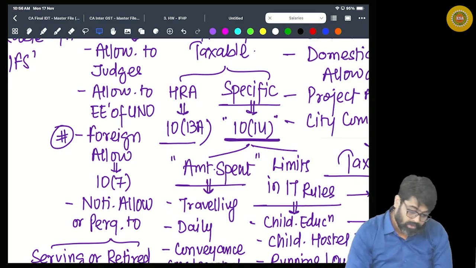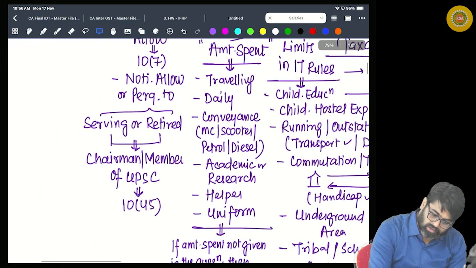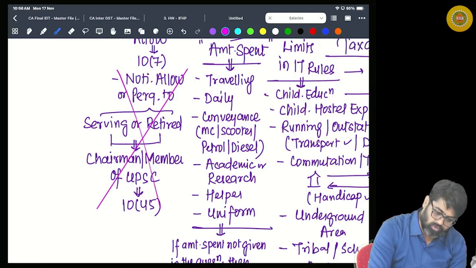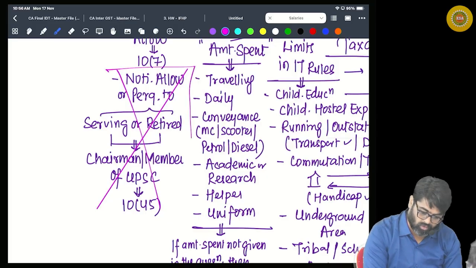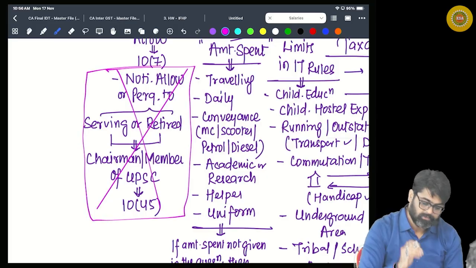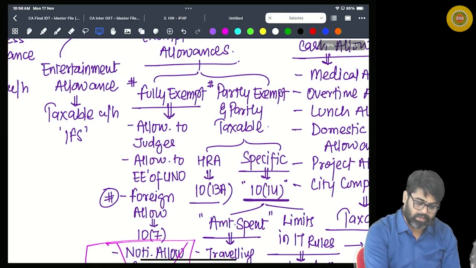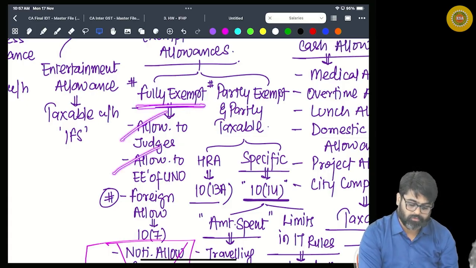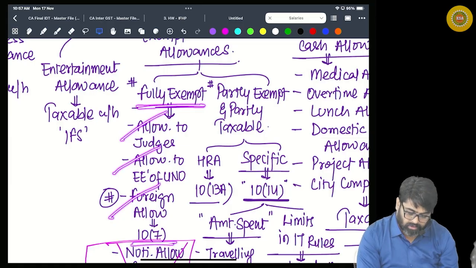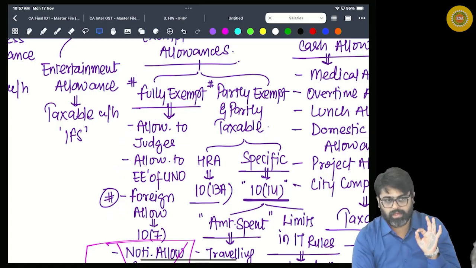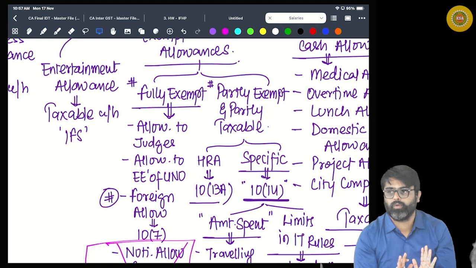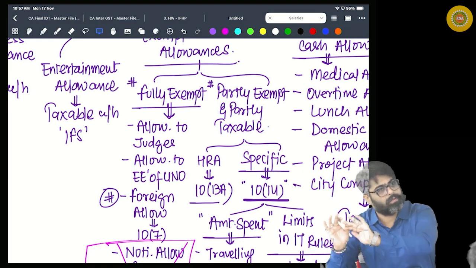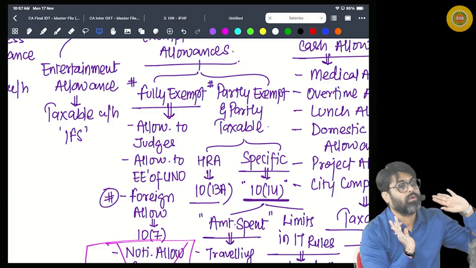Getting my point? Now, there are certain notified allowances. These allowances are no more in existence. The exemption which was earlier available for these allowances is no more available. So, ignore this part. So, how many allowances are in the fully exempt category? Allowances to the employees of UNO and foreign allowances which are exempt under section 10(7). If you see any of these allowances, what are you going to do? Will you show it in the computation of taxable salary? No need to show it in the salary statement. Ignore. Yes or no?